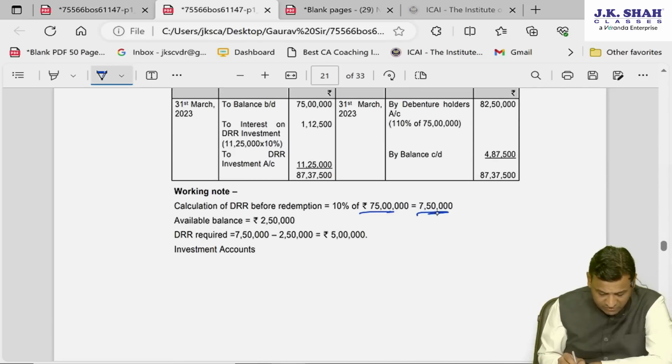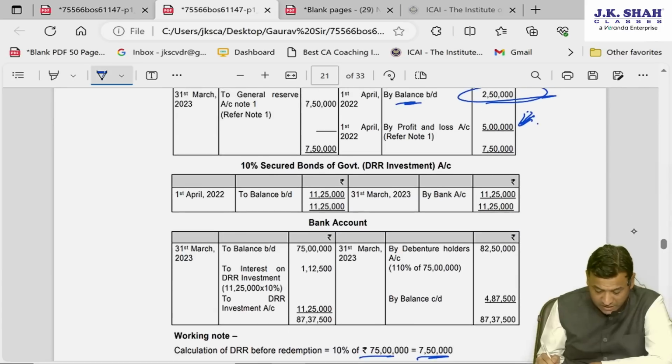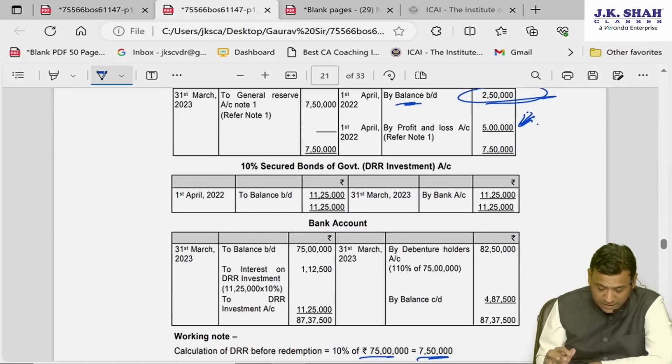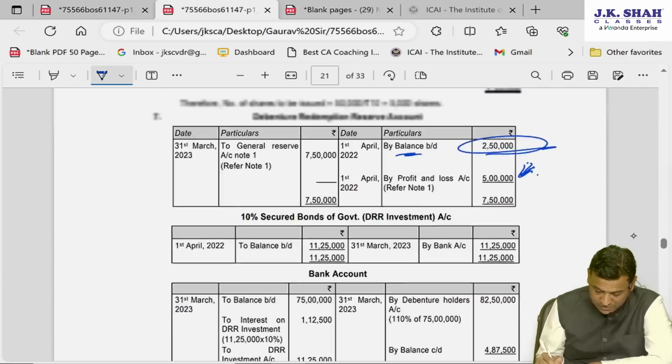10% of 75 lakh, 750, available balance this much, DR required is this much. And then rest everything, your investments are adequate. There is no shortfall as far as investment is concerned.